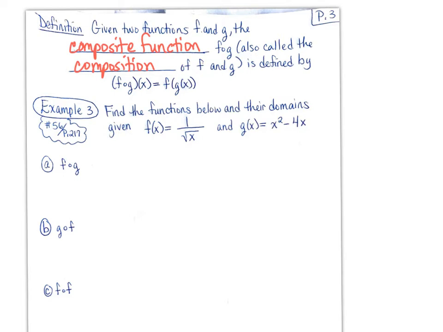Okay? So, for the next examples, we're going to find the functions below and we're going to find their domains given the following. F of x is equal to 1 over the square root of x, and g of x is equal to x squared minus 4x. So here, f circle g of x is f of g of x. G of x is x squared minus 4x, so this is f of x squared minus 4x. And this means we take x squared minus 4x and substitute it in for x for f of x. So this would then be 1 divided by the square root of x squared minus 4x.